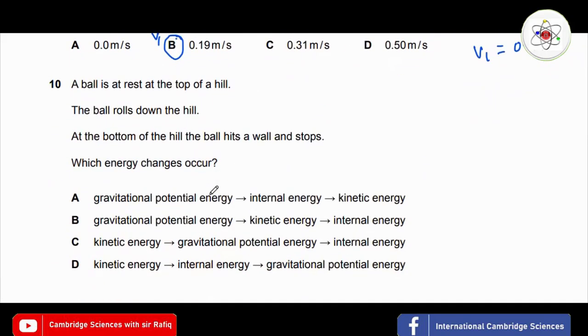A ball is at rest at the top of a hill. The ball rolls down the hill. At the bottom of the hill, the ball hits the wall and stops. Which energy changes occur? When the ball is at the top of the hill, it has gravitational potential energy, so your answer would be either A or B, right? When it starts rolling down, the energy due to motion is kinetic energy, and when it stops, it will have internal energy. So our answer will be B.